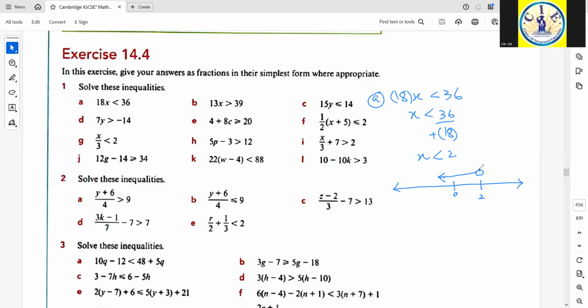Now for part B, 13x is greater than 39. So x is greater than 39 divided by 13. Shifting this 13 to the other side, it gets divided. So x is greater than 3, since 13 times 3 is 39. Drawing it on the number line, if this is 3, the numbers greater than 3 are the solution, like this.